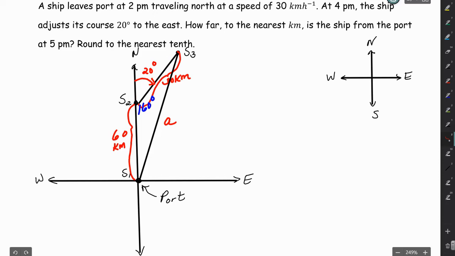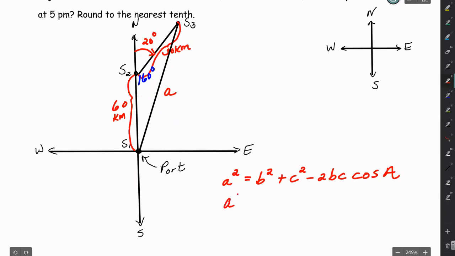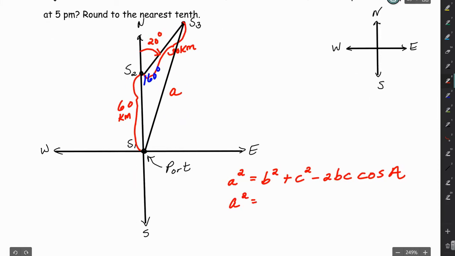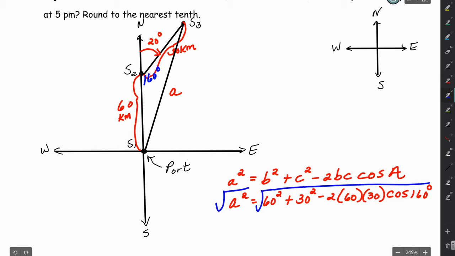So let me write it out. It doesn't matter which side you call B and which side you call C. I'll call the side that's 60 B and the side that's 30 C. And in order to solve for A, we're going to take the square root of both sides. So we'll put this in our calculator. And if we do that, we're going to get A is approximately 88.8 kilometers.